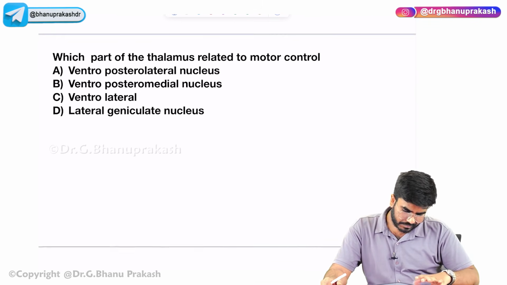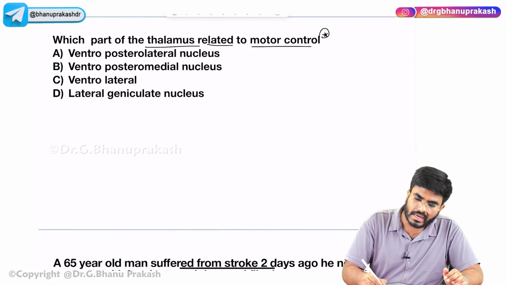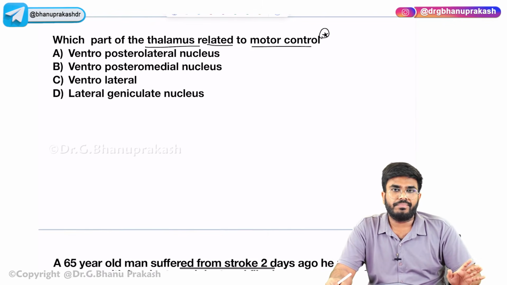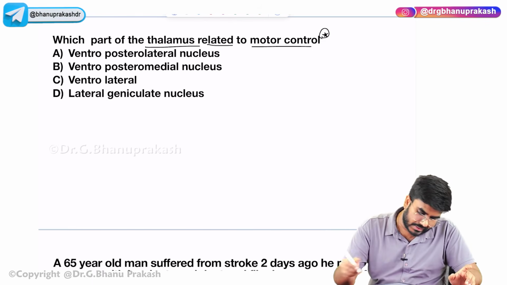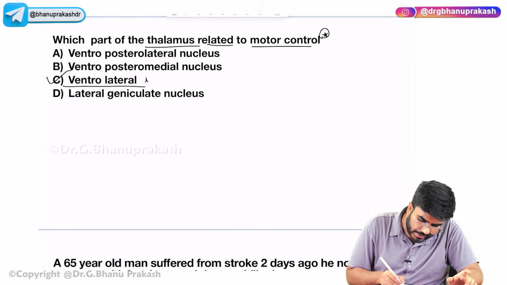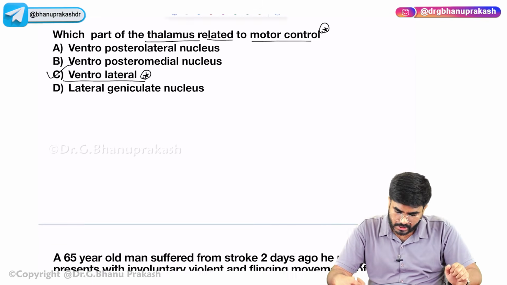Next, which part of the thalamus is related to motor control? I have told you, the thalamus is a sensory gateway, called a relay center. But certain nuclei of the thalamus also do motor activities. Which nucleus? The ventrolateral nucleus of the thalamus does the motor functions. I want you to know that also.